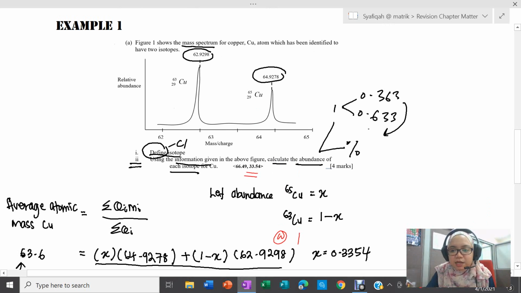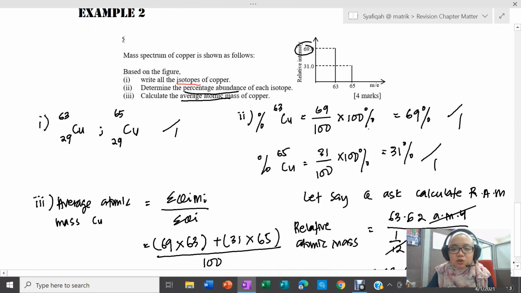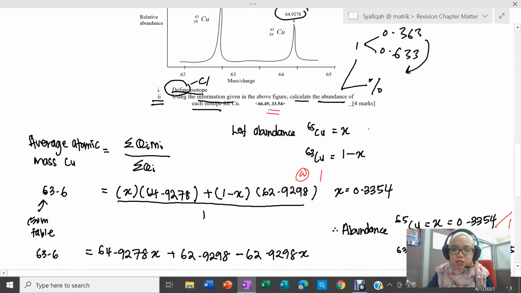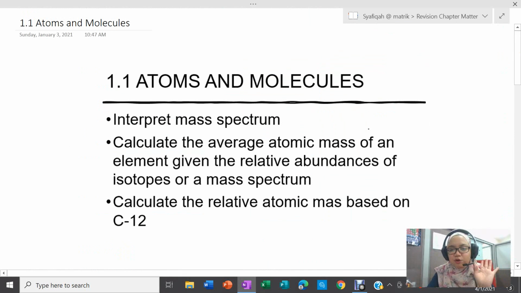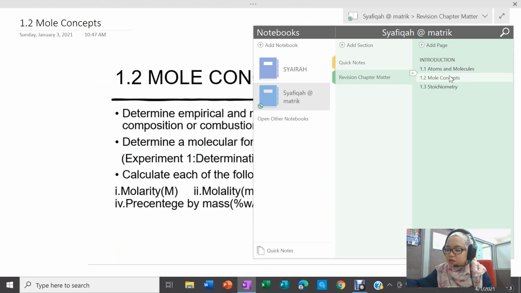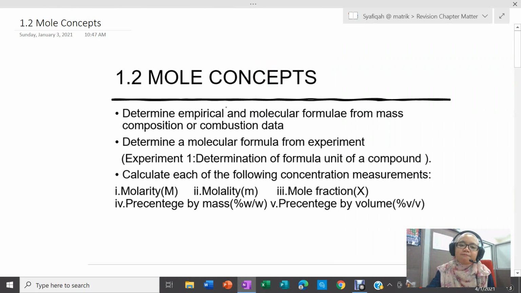Okay. So next, we are going into the second subtopic, which is 1.2. Okay, so 1.1 kita settle. Okay, let's go to 1.2, mole concept. Okay, so kita nak bagi mole concept. So mole concept ni is like paling, semua penting lah, tapi penting juga sebab banyak lah kan markah kat sini.